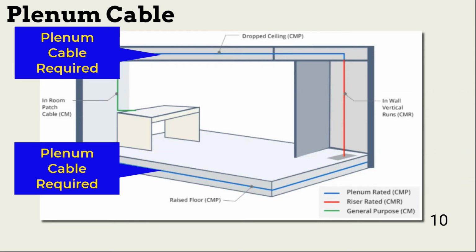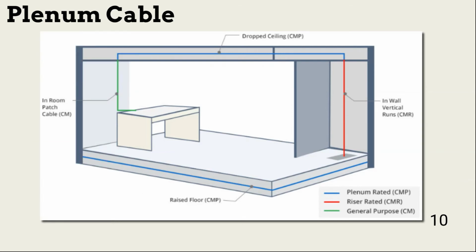In this example, plenum cable is used in the drop ceiling space and beneath the raised floor. The in-wall vertical runs are not plenum because they are not in air movement spaces. Plenum cable is composed of fire retardant plastics that will not poison people attempting to vacate a building during a fire.